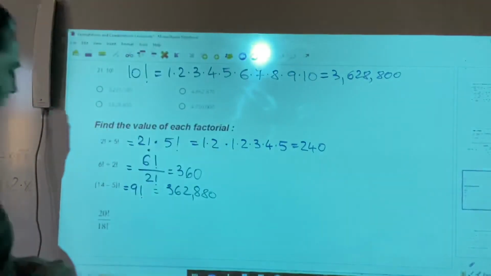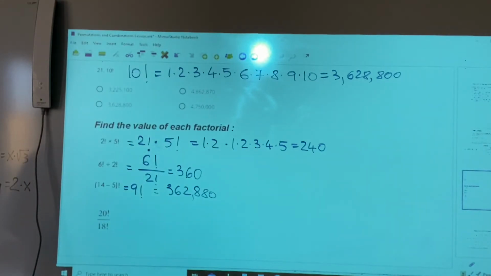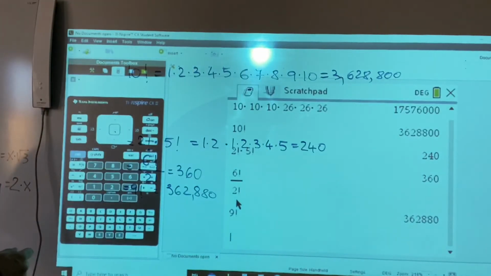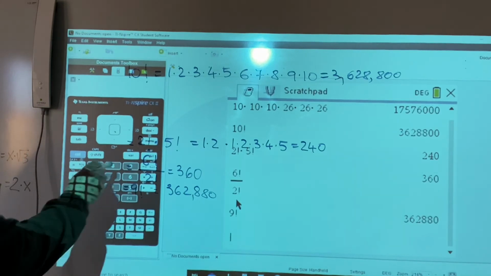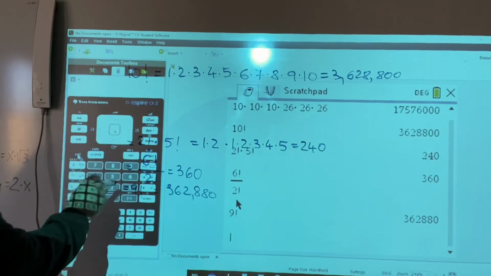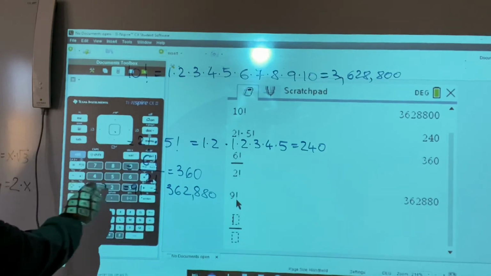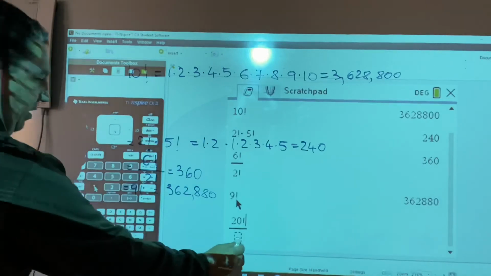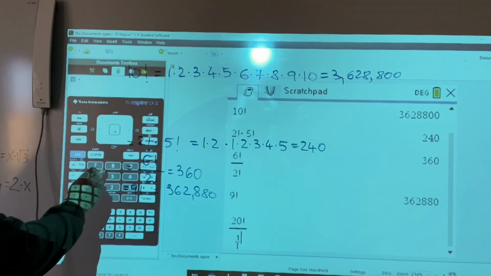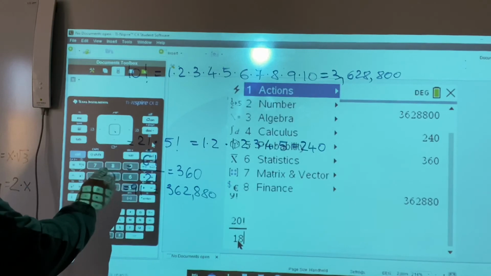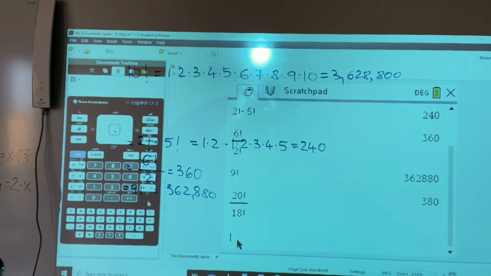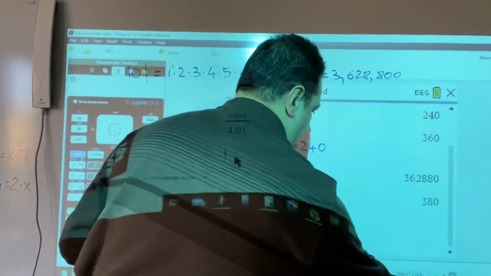And the last one, 20 factorial over 18 factorial. Again, we evaluate this by pressing Control and divide. On top is 20, menu 5, 1. At the bottom, 18, menu 5, 1. And then you hit enter. So the result will be 380.